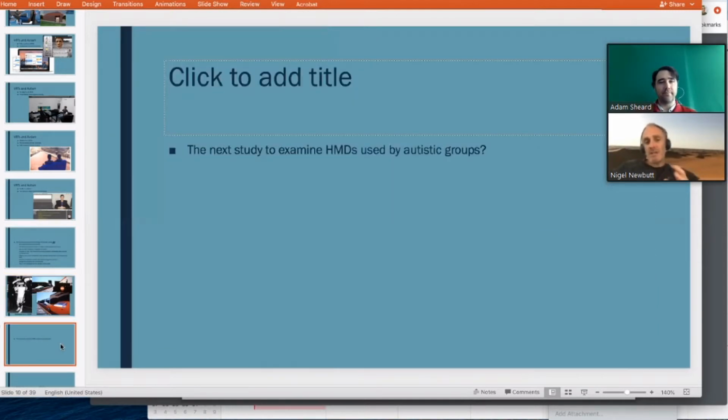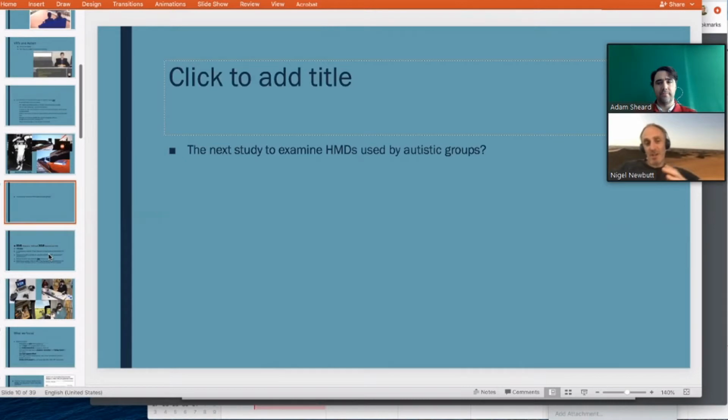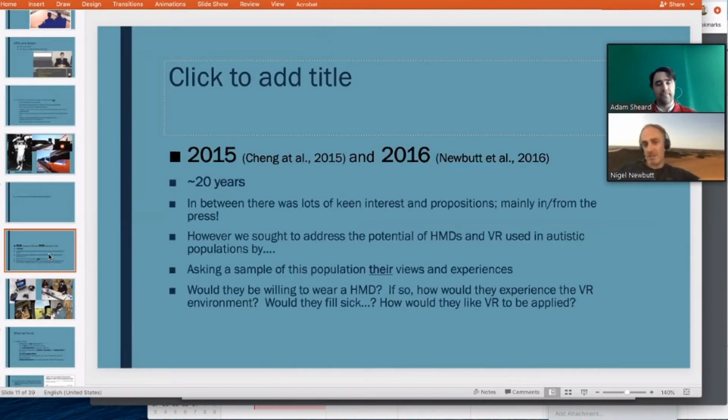But then we didn't really see any more studies in this area until 2015-16. These are two of the first studies since then to really assess the potential of head-mounted displays with autistic populations. And it occurred to me, when I was one of the authors designing this piece of work, that people with autism have a range of different concerns and issues. One of them is around physically wearing things, and certainly wearing things around the head and the face, around the ears, can be very challenging for some of these groups.